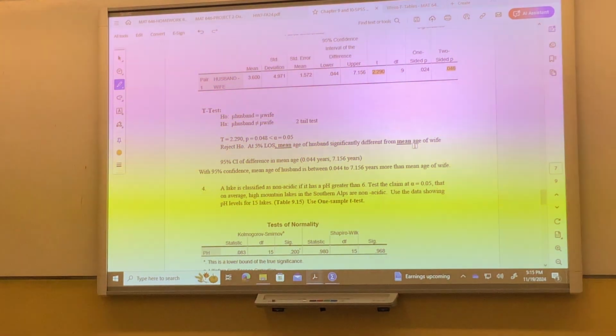They then asked you for the 95% confidence interval of the difference, and that's right here. So this is age in years, so 0.044 years and 7.156 years. Husband is the first group. Husband age minus wife age is positive. Both these numbers are positive, which means mean age of husband is more than that of the mean age of wife. And you just have to write that: with 95% confidence, mean age of husband is between 0.044 to 7.156 years more than mean age of wife.